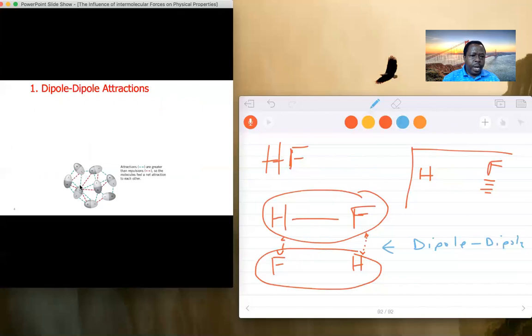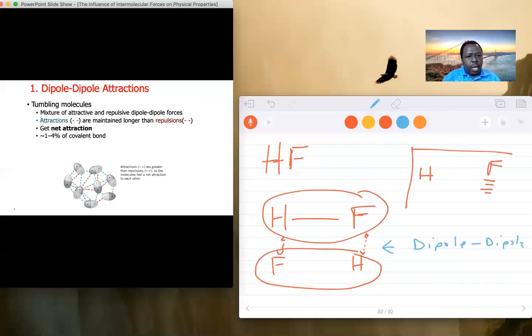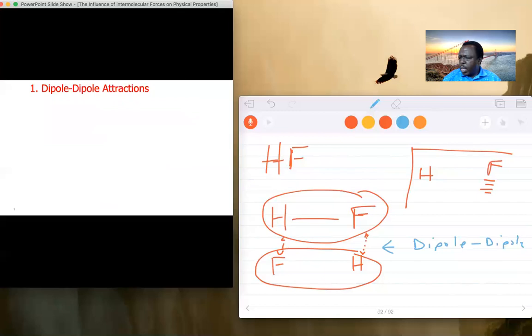The green dashes and the red, if you follow the red and the green, it is positive, negative, positive, negative. We call that type of attraction dipole, dipole. It's a mixture of repulsion and attraction: positive, positive and negative, negative repel, but positive, negative attract. Okay, there is a net attraction. That's all about dipole, dipole.